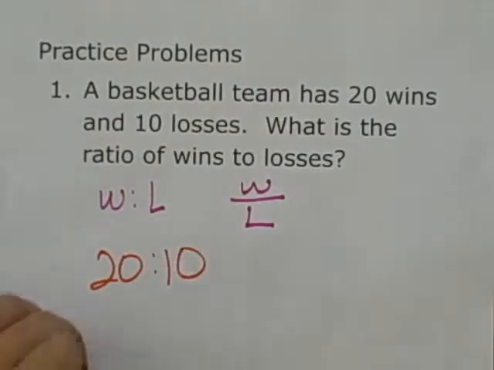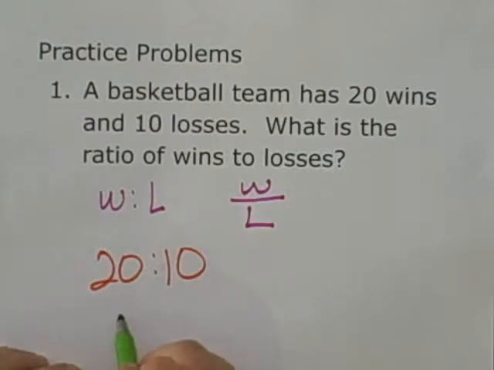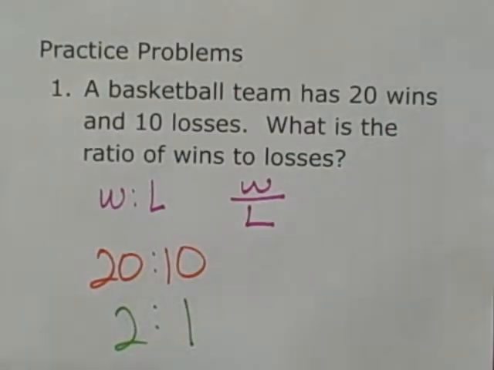So it's 20 to 10, but again, we would reduce those numbers, and actually they have in common a 10, so really it would be a ratio of 2 to 1. So for every 2 wins, there's 1 loss. So again, it's a ratio of 2 to 1.